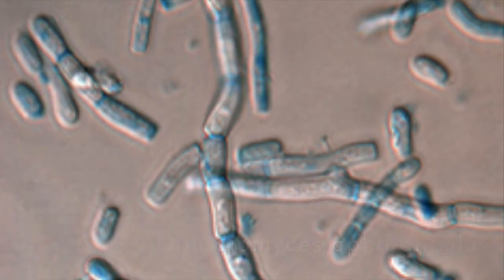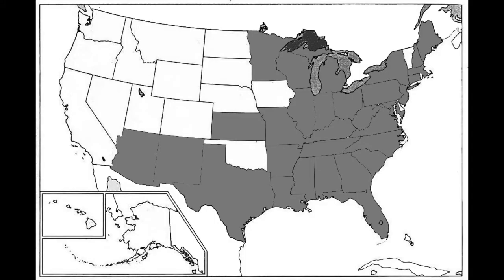The disease affects a wide variety of snakes around the world, but does not affect other species of reptiles or humans. In the U.S., the disease has been found in most states in the eastern part of the country, as well as Texas, New Mexico, Arizona, and Kansas.